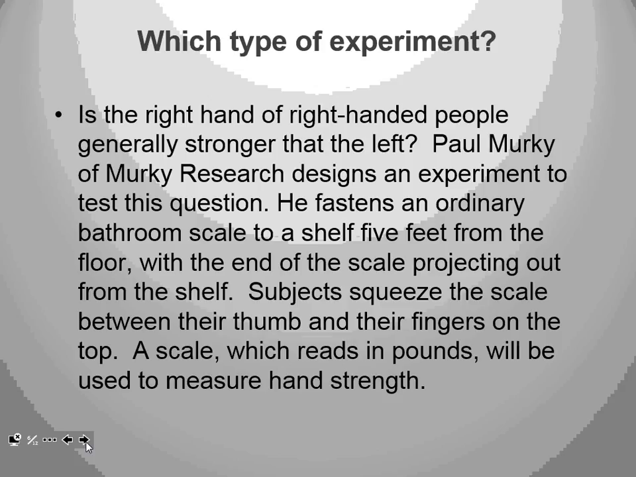All right, let's think about this experiment and which type we would use. We have a question: is the right hand of right-handed people generally stronger than the left hand? Paul Murky of Murky Research designs an experiment to test this question. He fastens an ordinary bathroom scale to a shelf 5 feet from the floor, with the end of the scale projecting out from the shelf. Subjects squeeze the scale between their thumb and their fingers on the top. A scale which reads in pounds will be used to measure hand strength. What type of experiment would you do?